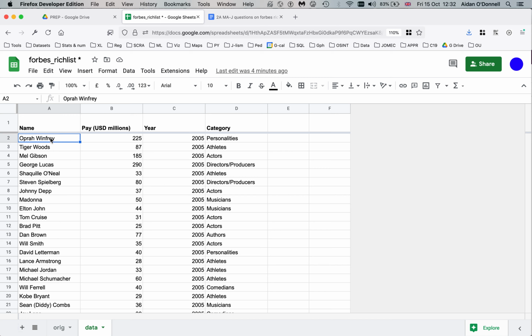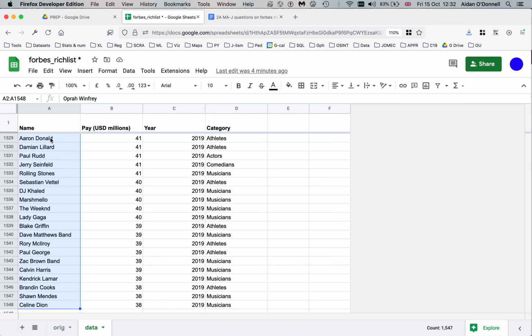So how many rows? We can simply Command Shift down arrow and select all the names, and we'll get an automatic count on the bottom right telling us 1,547. So 1,547 rows with information, or 1,548 if you include the headers, the column names.